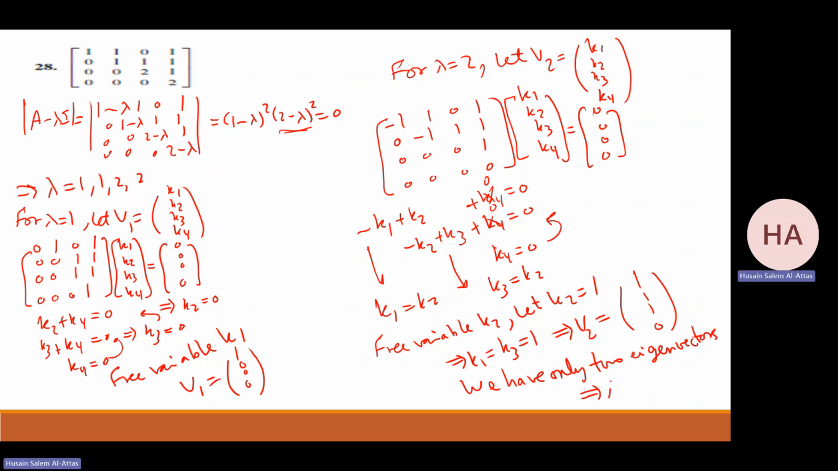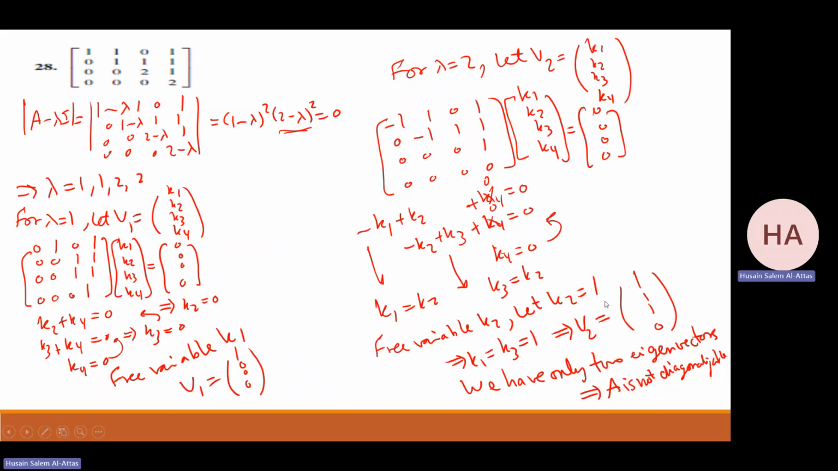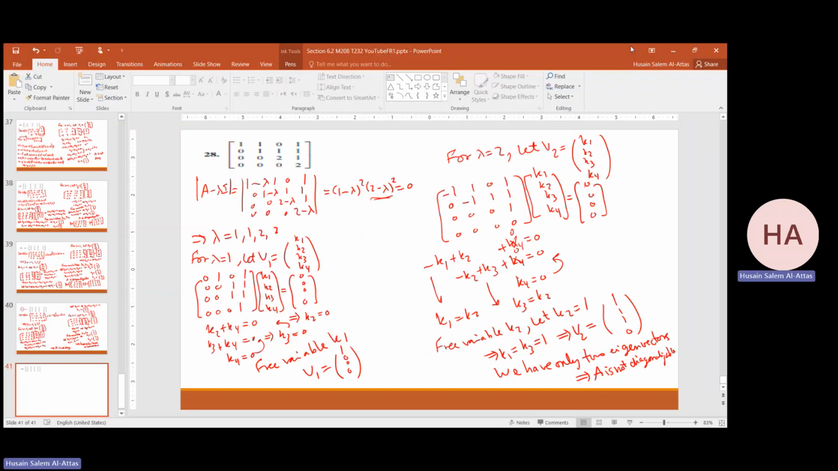So that means A is not diagonalizable. That's it. I think that will be the last one. So let me stop the recording. That will finish section 6.2, and I think it also finishes the material needed for the second exam. So I will stop the recording now. Thank you.